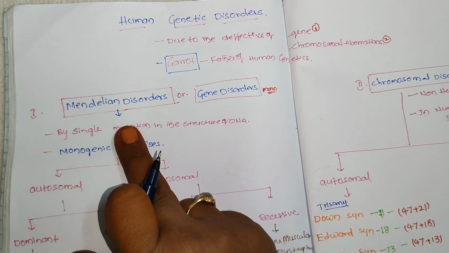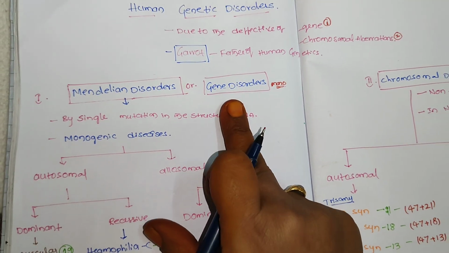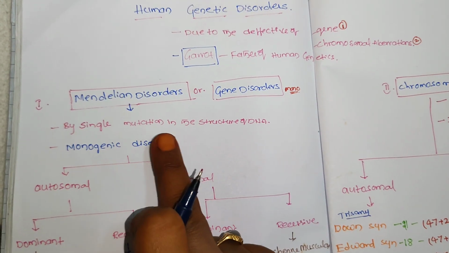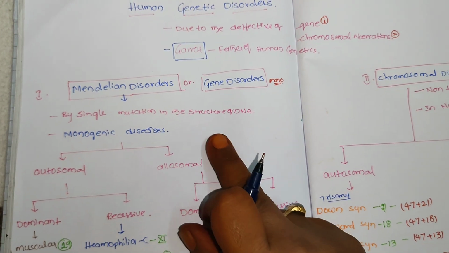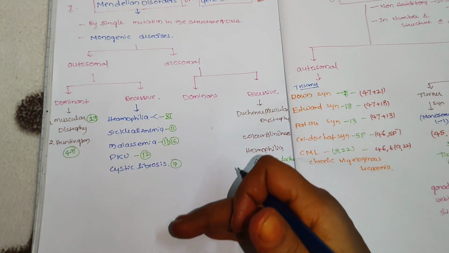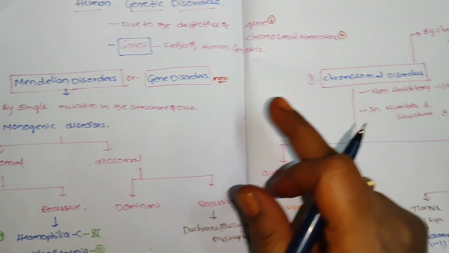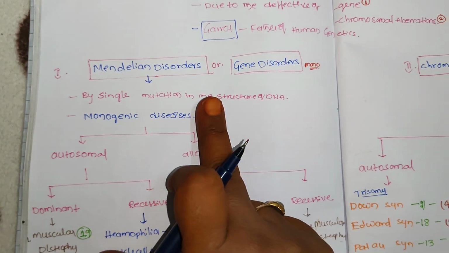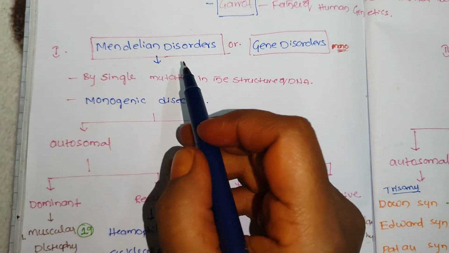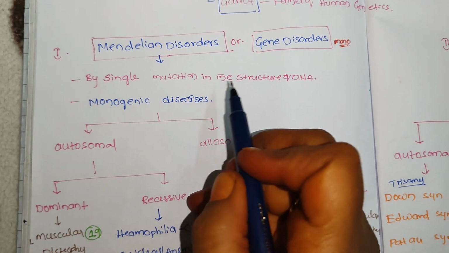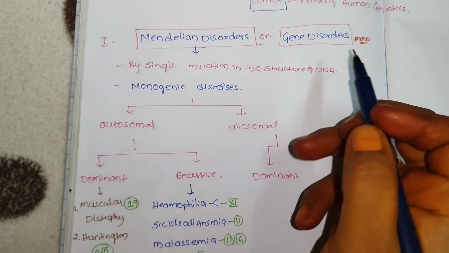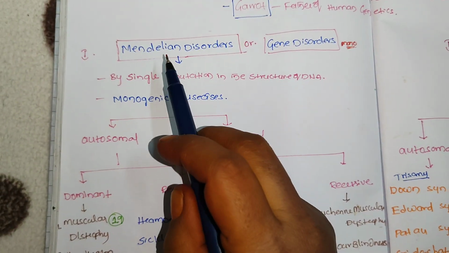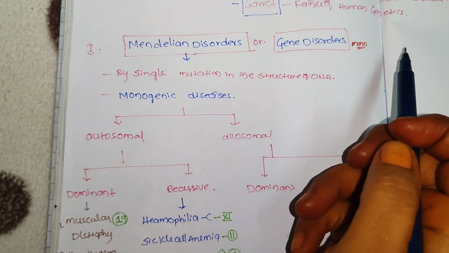First, Mendelian disorders or gene disorders, also called monogenic. By a single mutation the structure of DNA will be changed, and then disorders form. That is Mendelian; then chromosomal disorders. These disorders are caused by a single mutation in the structure of DNA. We know mutation is a sudden random change. By a single mutation, the disorders are called Mendelian or gene disorders.